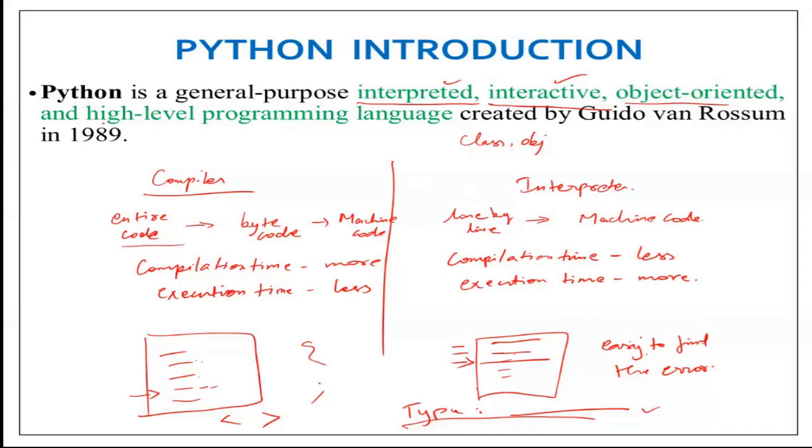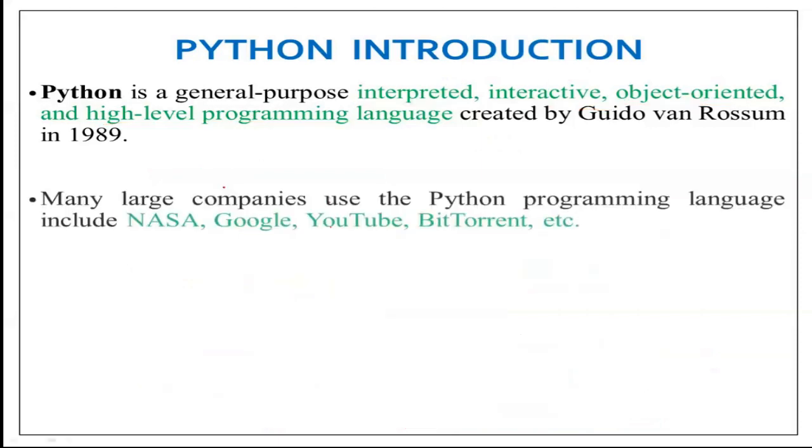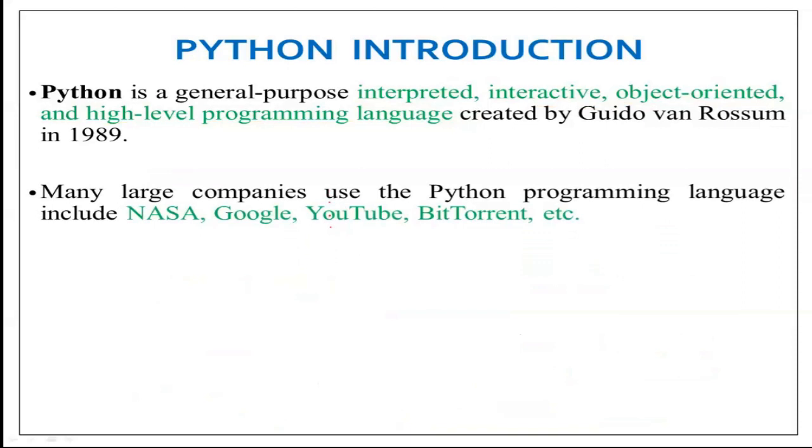And high level programming. When it comes to high level programming, almost all languages are called high level, but in Python the syntax is in an English-like format, closer to English compared to other programming languages. So it is easier to read, maintain and understand. Many companies nowadays use Python, like NASA, Google and YouTube. You see suggestions, right? Those are optimized by Python only.